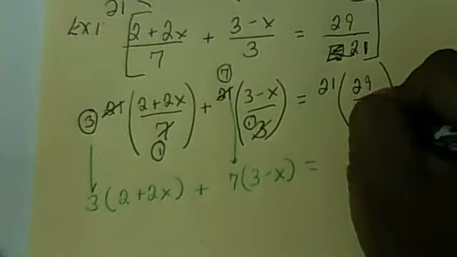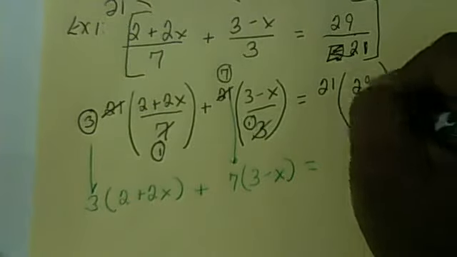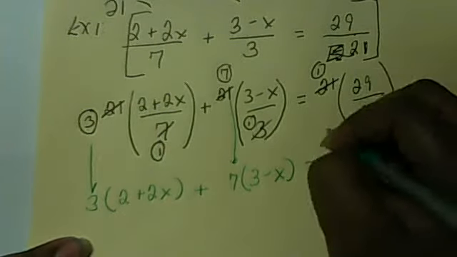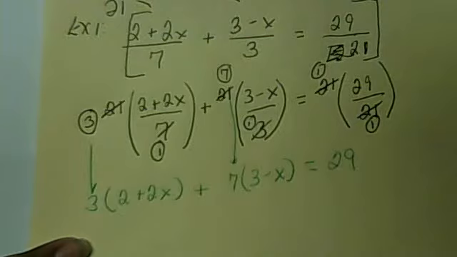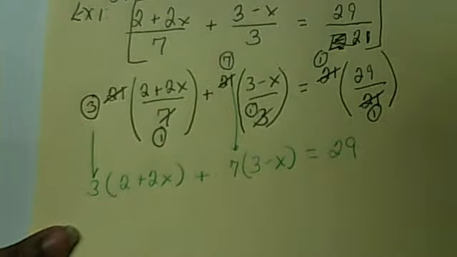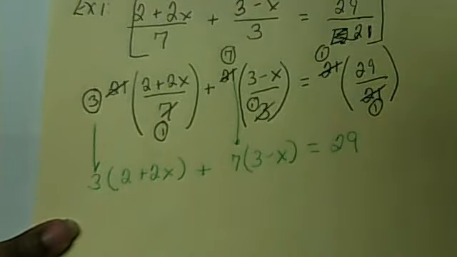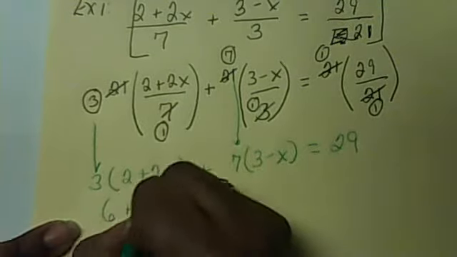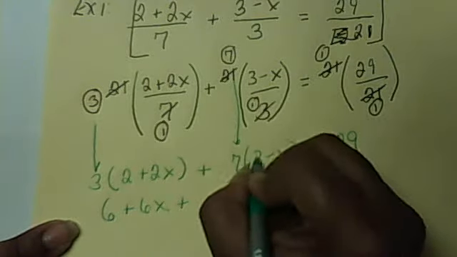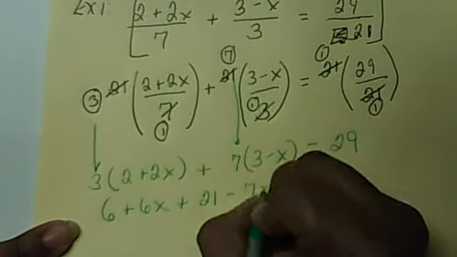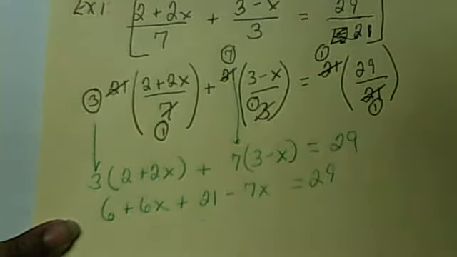Same thing here. 21 goes into 21 once. 21 goes into 21 once. So we are multiplying, and that's just going to give you 29. So now you have a regular equation, or an equation without fractions. And then you can do your normal situation where you distribute. So you're going to get 6 plus 6x plus 7 times 3 is 21 minus 7x is equal to 29.